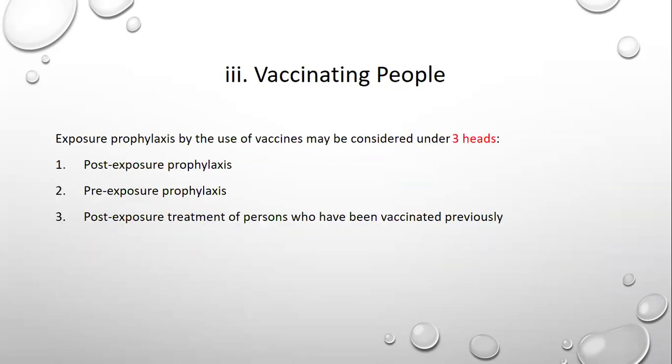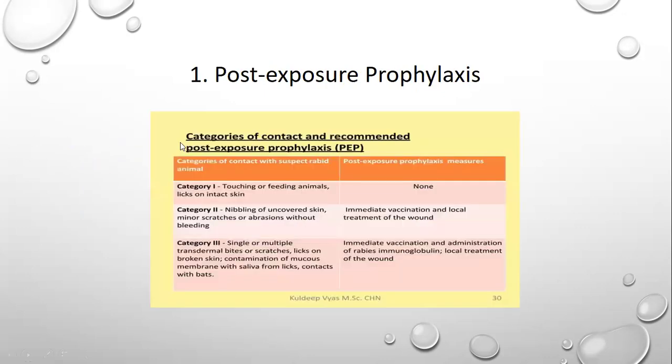Vaccinating people. Exposure prophylaxis by the use of vaccines may be considered under 3 heads: post-exposure prophylaxis, pre-exposure prophylaxis, and post-exposure treatment of persons who have been vaccinated previously. This is post-exposure prophylaxis. Here are the 3 categories, and this is the intervention. First category, when there is only touching or feeding animals, licks on intact skin: no intervention required. Second category, when there is nibbling of uncovered skin, minor scratches or abrasions without bleeding: immediate vaccination and local treatment of the wounds.